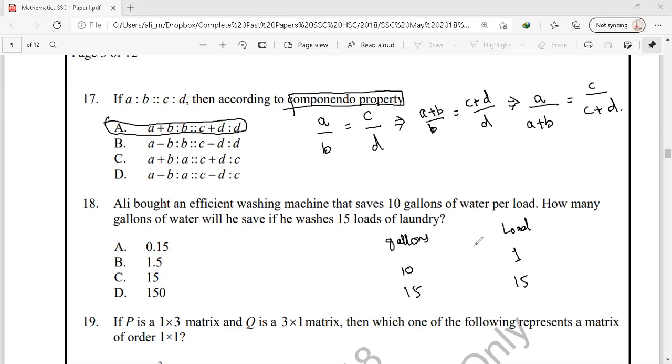So this is obvious from this question that if 10 gallons are saved in one load of laundry, so for 2 loads of laundry we will get 20 gallons of water. Similarly, for 5 loads of laundry we can save 50 gallons of water. So in short, for 15 loads of laundry, we can save 150 gallons of water. So, question number 18, we have got a correct answer, that is option D.